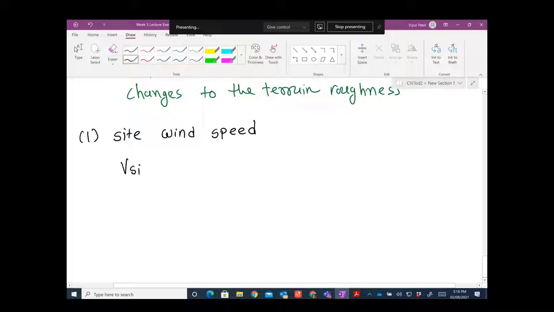So V site, beta, and by the way, beta, I will explain. VR, MD, bracket M z,cat. This is site exposure parameters, okay? MS and MT. Right, so this is V site beta.